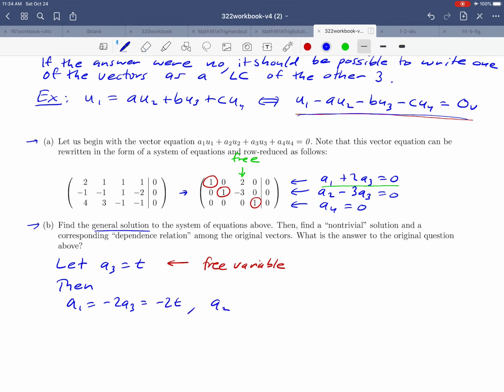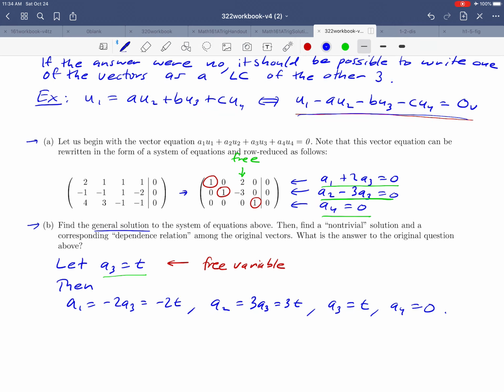Okay, and then we'd move on to a2. We can get that by looking at our second equation up here. Okay, if we take that second equation and add 3a3 to both sides, we're going to get 3a3, which is 3t. Okay, and then finally, the last equation, nothing to do, it tells us directly that a4 is 0. Okay, I'm going to go ahead and, just for good measure, write down what a3 was. Okay, that's sitting here. a3 is t, and then finally a4 is 0. Okay, that's our solution to the system of equations.